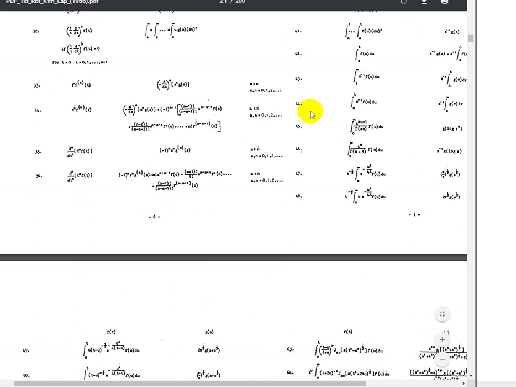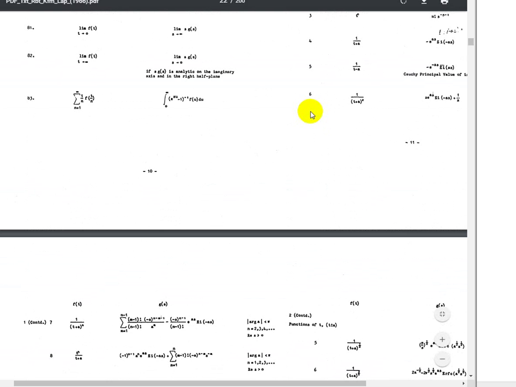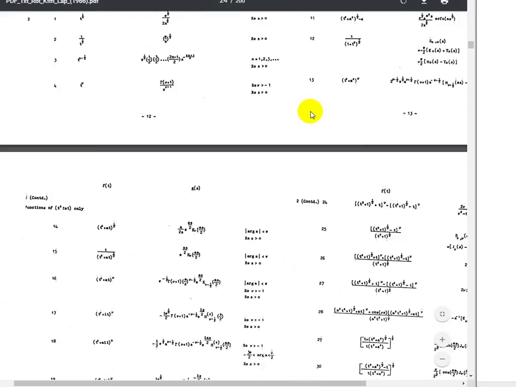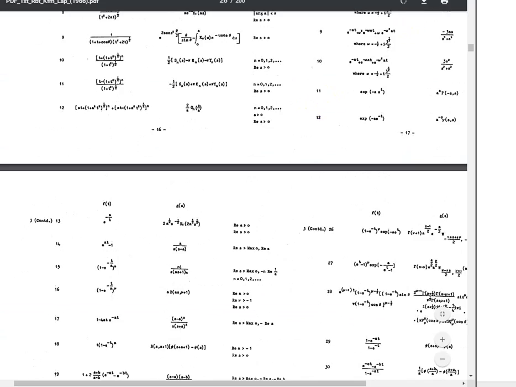Yeah, and I think that's it about the direct transform. You can take a look at this later. Well, let's go back to the lecture.